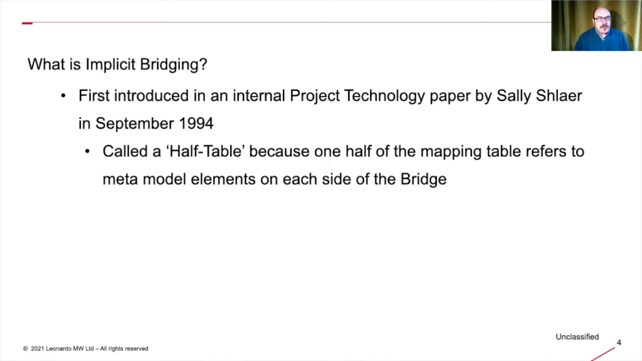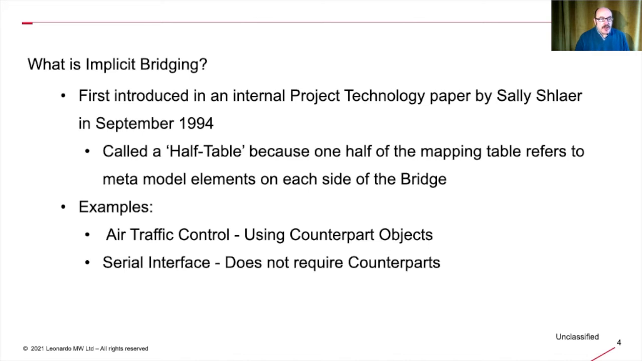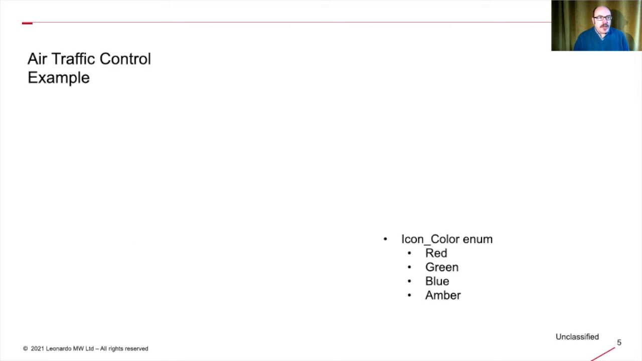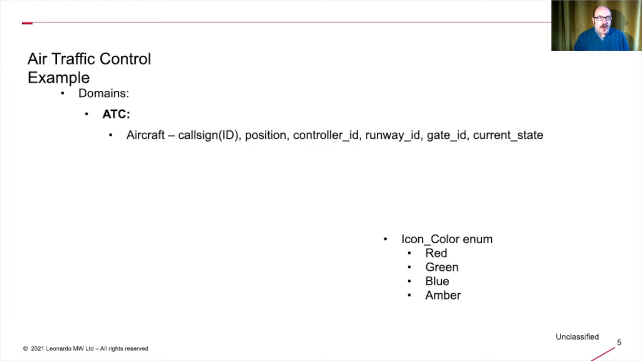To illustrate that, I'm going to show a couple of explicit examples. One of them is an air traffic control system, which I believe was used in the original Project Technology paper. Then I'm going to introduce a serial interface example that we're actually using inside Leonardo. So, the air traffic control system. Here we look at two domains. We're looking at an air traffic control domain, which has subject matter classes such as aircraft, with attributes call sign, position, and some referential attributes, and as we'll see, a current state.